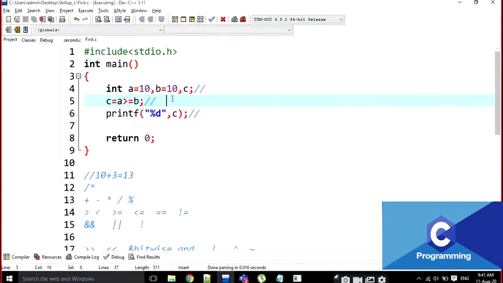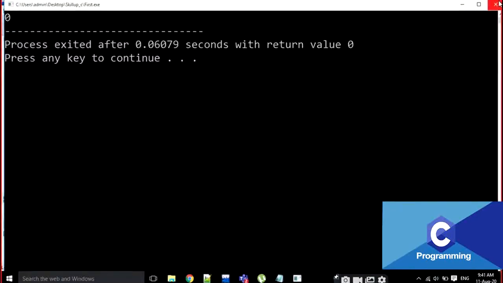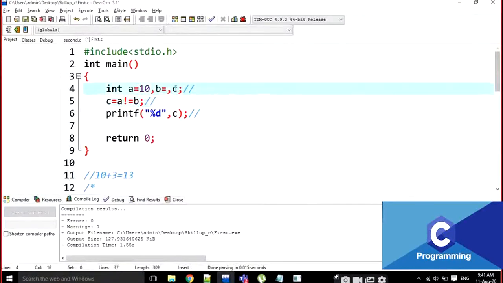In this way, for example, I am going to write not equal to. A is not equal to B. 10 is not equal to 10. Is 10 not equal to 10? No, it is false. That's why it is going to be 0. For example, I am going to write here some 5. 10 is not equal to 5. Is it true or not? Yes, it is true. The output is 1. Okay?